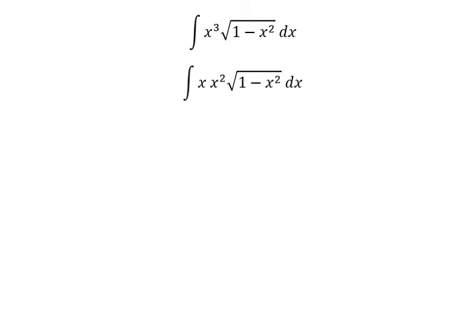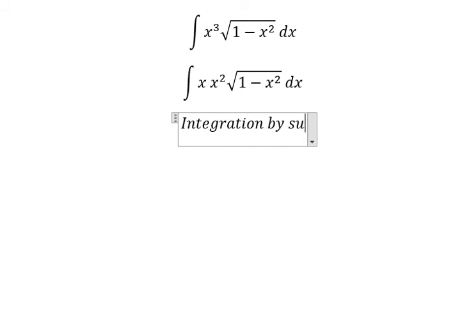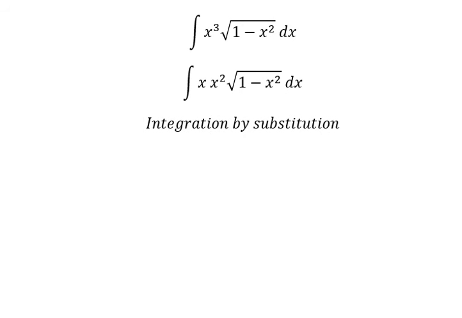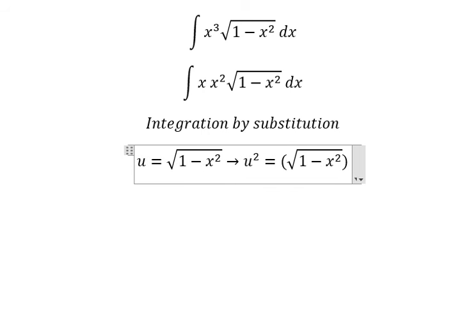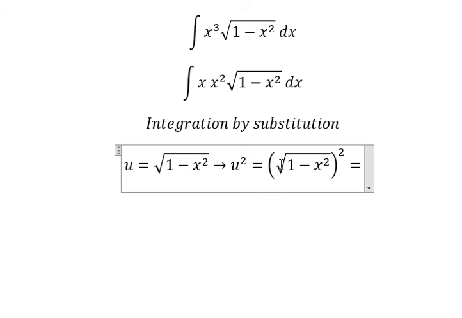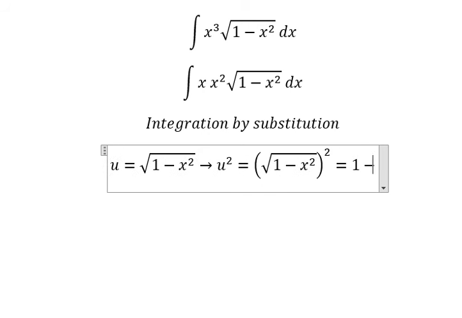Next, we need to use integration by substitution. So I will put u equals the square root of 1 minus s squared. Next, we square both sides to cancel the square root, and you get 1 minus s squared.